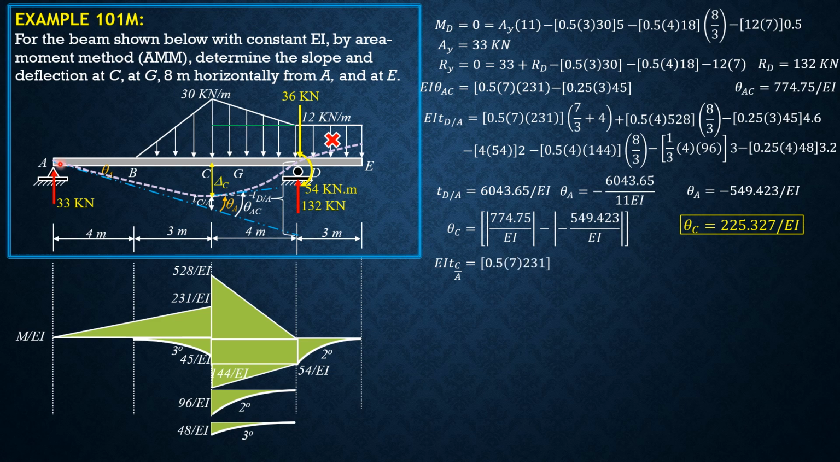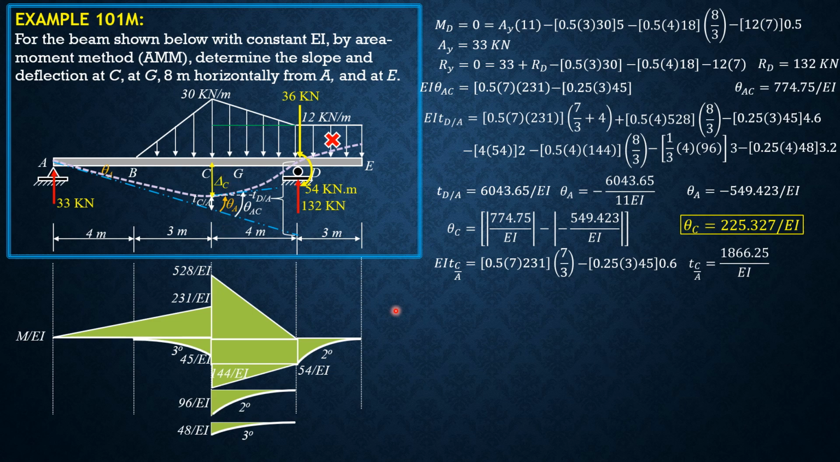So let's compute first EI deviation of C relative to the tangent at A. Area 0.5 of 7 times 231. Then distance of centroid of area from C is 7/3 minus the moment of this area here, which is 1/4 or 0.25 of 3 times 45. Moment arm is 3 over 5, 3 over 3rd degree plus 2, 3/5 is 0.6. So deviation of C relative to the tangent at A is equal to 1866.25 over EI.